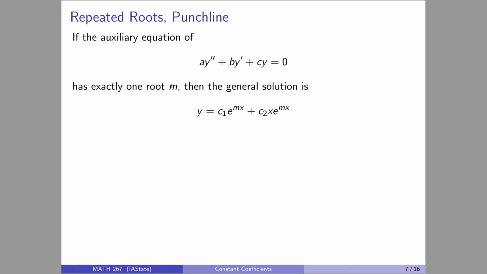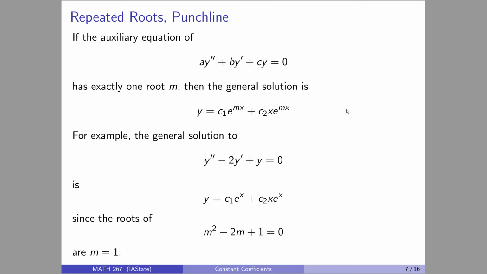No matter what the root is, if you have an auxiliary equation that has exactly one root, the general solution will always be c1 e to the mx plus c2 e to the mx times x. So you just slap an x on it. And that's it. So in some sense, it's actually even easier. For example, if I were to look at y double prime minus 2y prime plus y equals 0, the general solution is c1 e to the x plus c2 x times e to the x, because m squared minus 2m plus 1 has exactly one root, m equals 1.